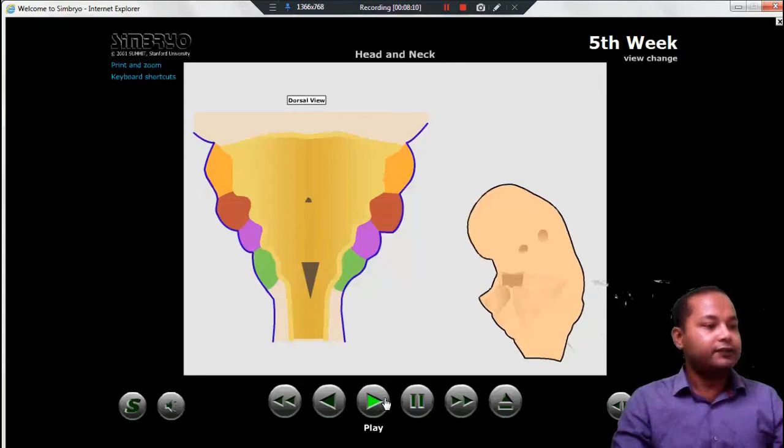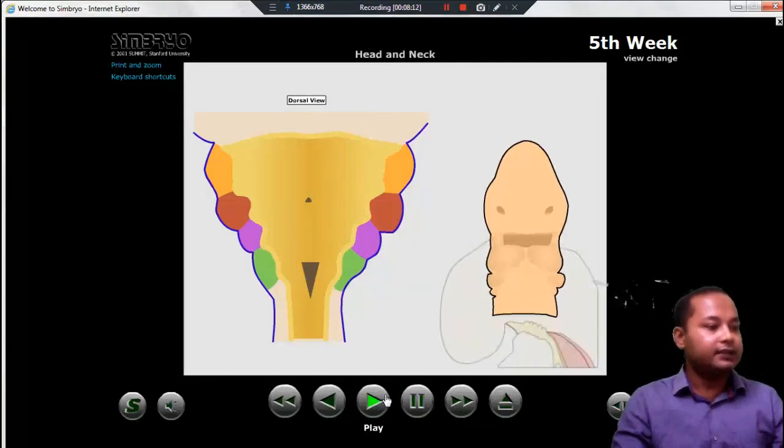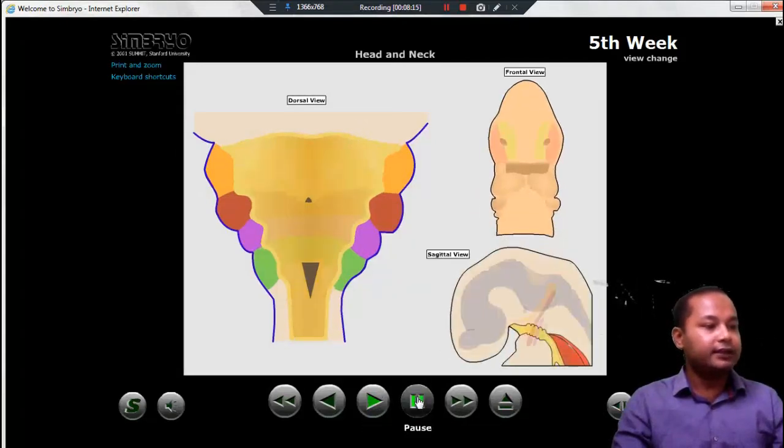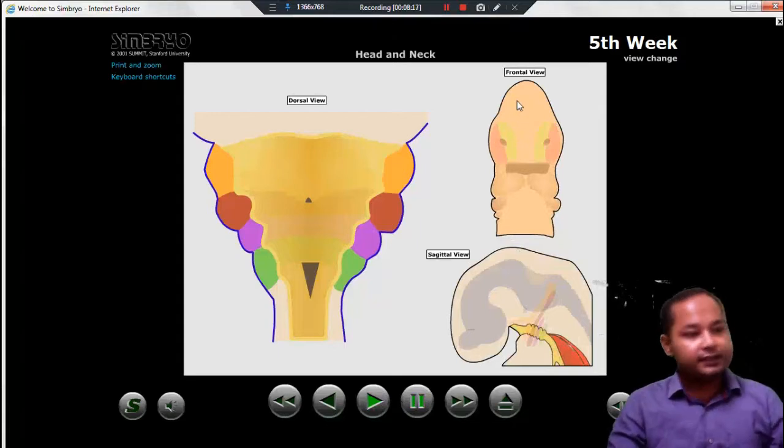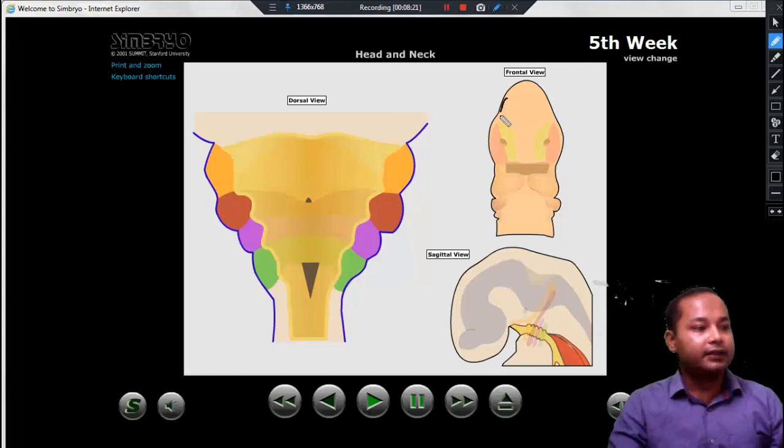So when we advance forward, it looks somewhat like this. In this you see this is the upper part. The upper part is the head region, which is going to form the brain and the spinal cord.